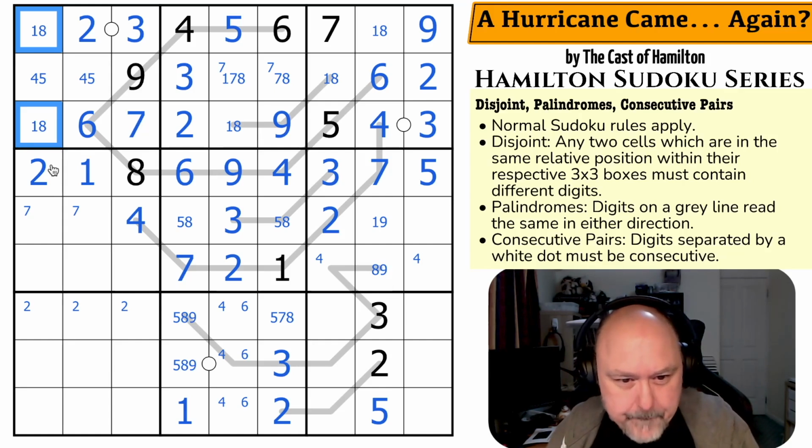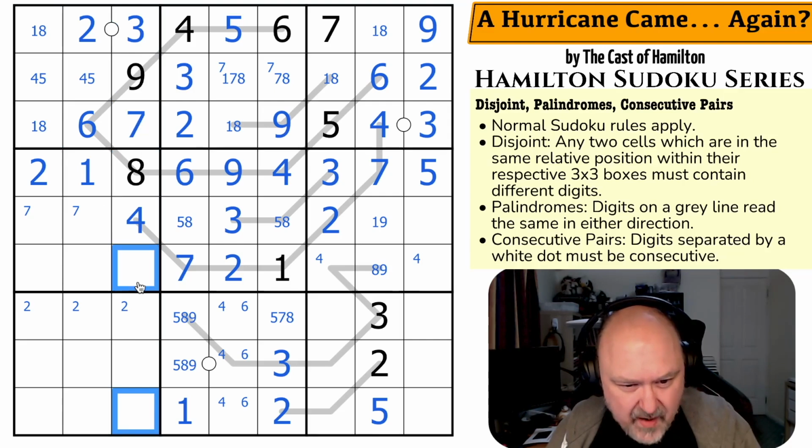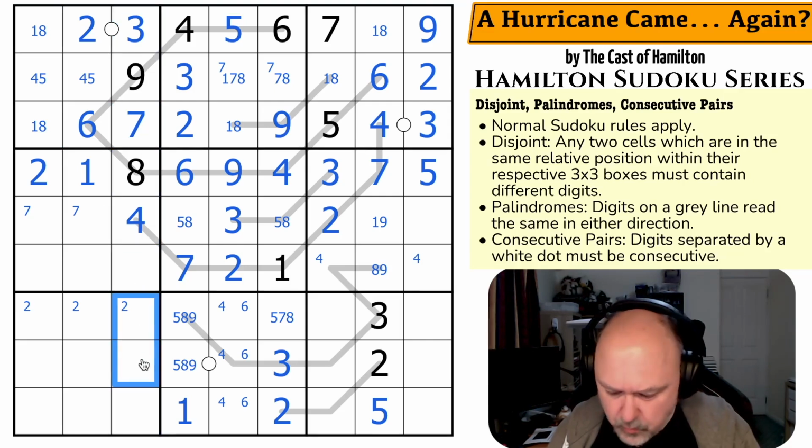What am I looking for? I know what I'm looking for. I am looking for a solution. There's no 1 in either of any of those. So the 1 is in one of those two, and by disjoint, I don't know.